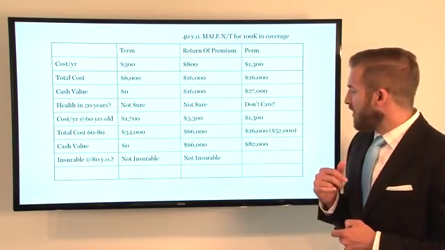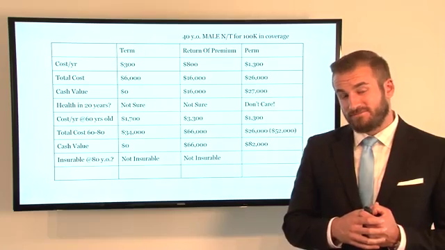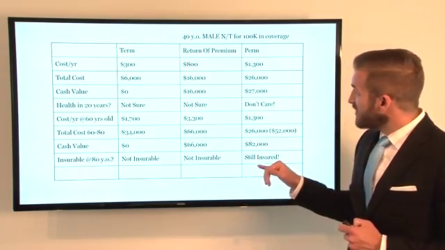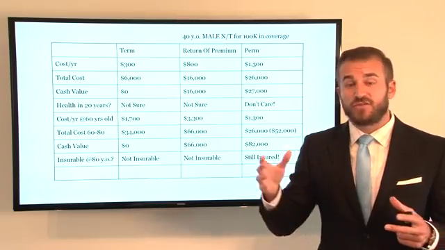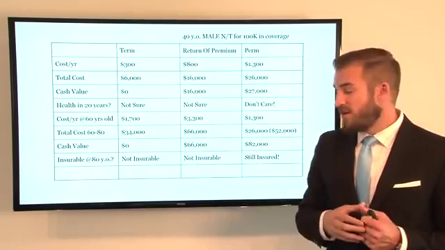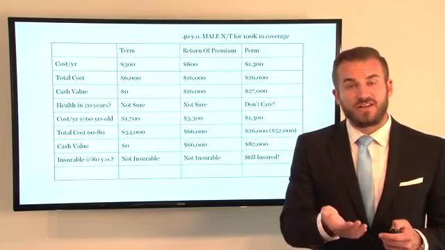But what about that permanent policy? Do you think you're still insured? Absolutely. You still are insured. You still have $100,000 in coverage that's still insuring your family. But what else do you have? You have $82,000 to your name.